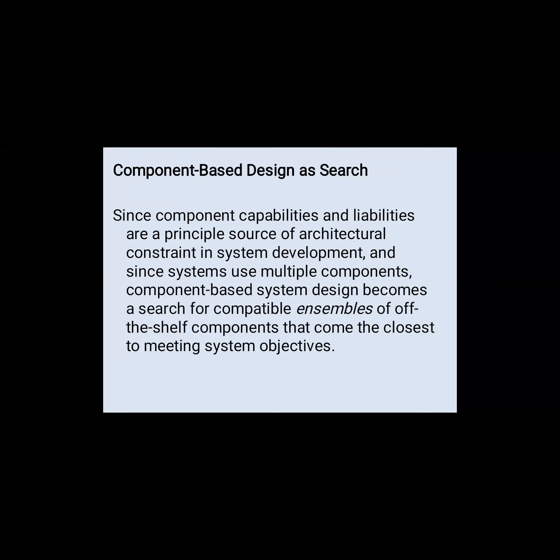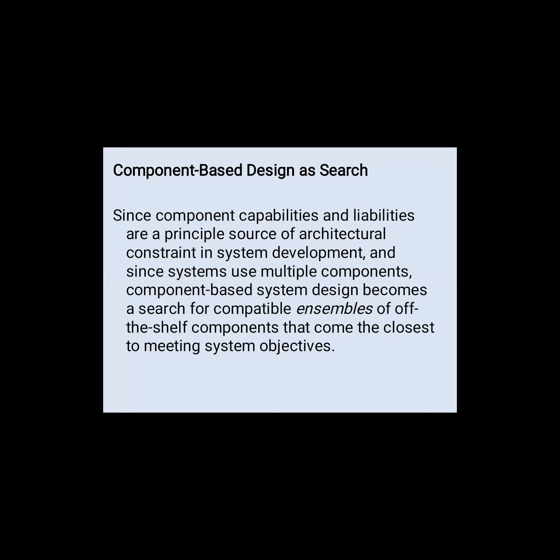That means how we are designing the component or the module. Since the component capabilities and liabilities are the principal source of architectural constraints in system development, and since systems use multiple components, component based system design becomes a search for compatible off-the-shelf components that come the closest to meeting the system objectives. So first of all, we try to identify component capabilities and, at the same time, component liabilities. These two are the main principles of the architectural constraints.